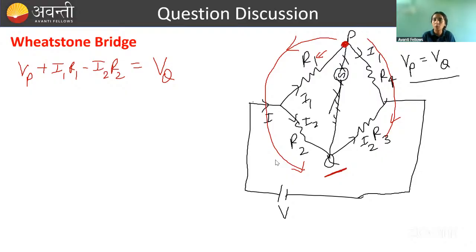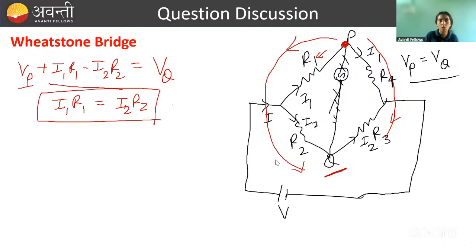Here we are not writing in a closed loop, we are simply starting from P and reaching Q. So start from Vp, whatever elements you get, write the potential changes, then equate it to VQ. And you already know Vp minus VQ is equal to 0. So basically, from here you get I1 R1 is equal to I2 R2. This is the one thing you got.